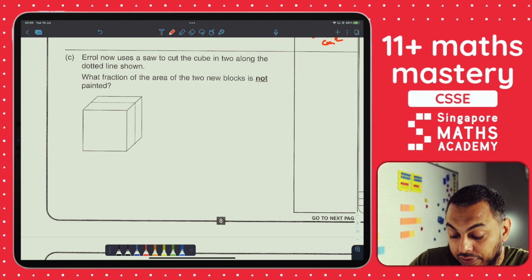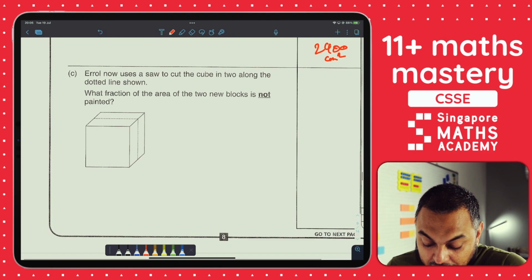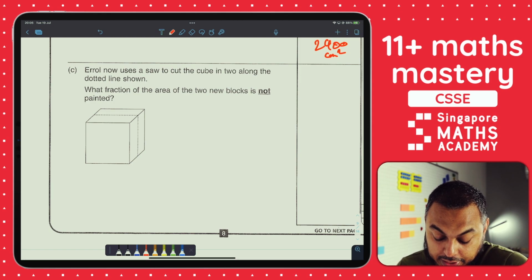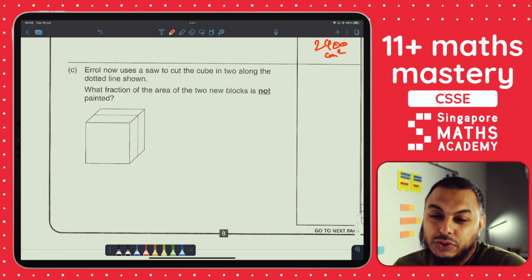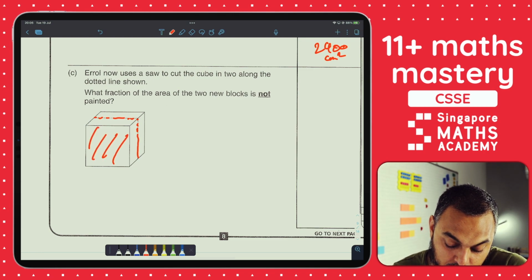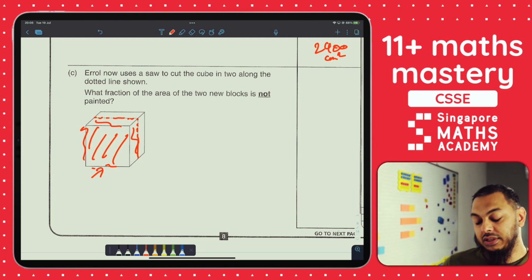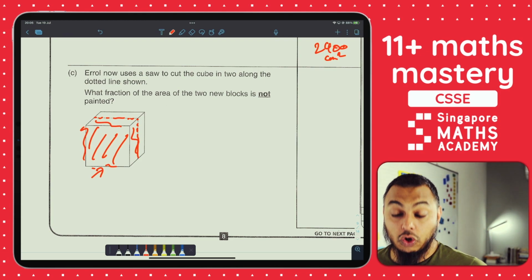It says Errol now uses a saw to cut the cube in 2 along the dotted line. What fraction of the area of the 2 new blocks is not painted? Okay, let me read that again. So you're going to have 2 new blocks because you're going to cut it along the dotted line. And so we know this is going to be painted. Underneath is going to be painted. This side is going to be painted. This side is going to be painted. It's just going to be the inner part. So one out of those new 6 faces is not going to be painted.